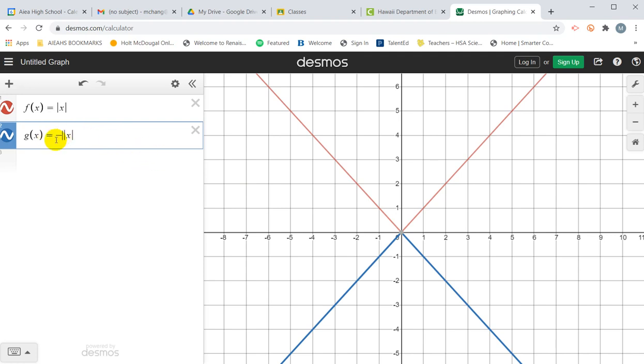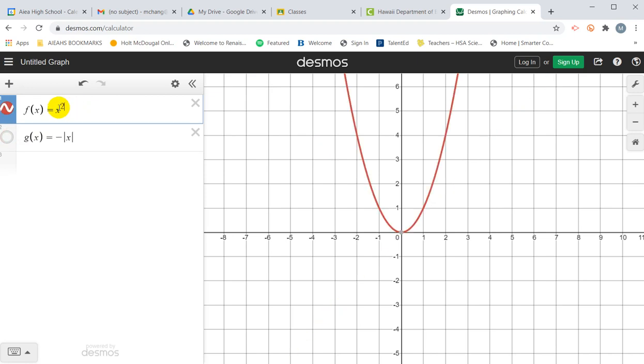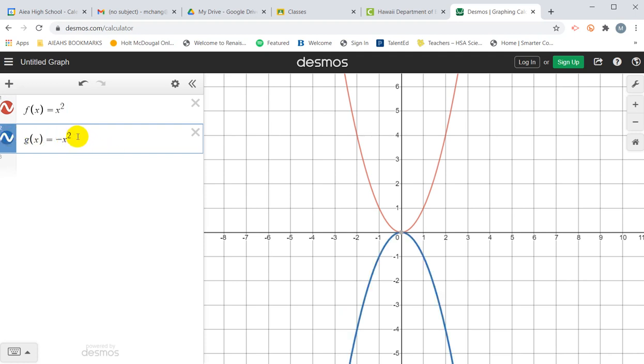So if we put a negative in front here, as you can see, this graph is reflected across the x-axis. Similarly, let's say I put x squared here, and if I change this to negative x squared, this is something we've dealt with before, I think it was unit 1. But if you put a negative in front, it's going to flip it over the x-axis.